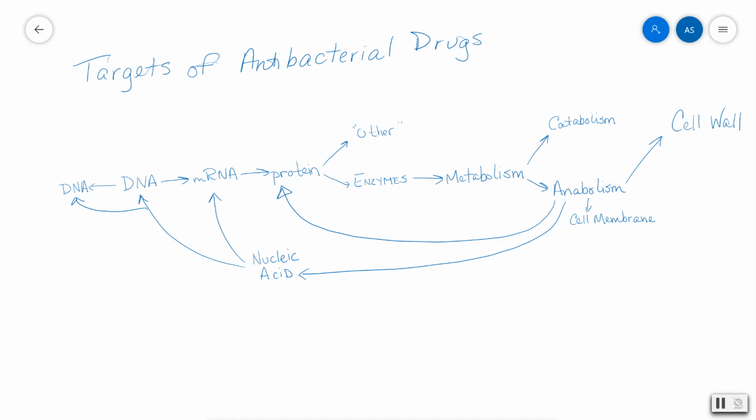There are 5 primary targets of antibacterial drugs. Before we get to each of those in detail, let's take a look at some of the things the cell needs to do in order to carry out its daily existence.